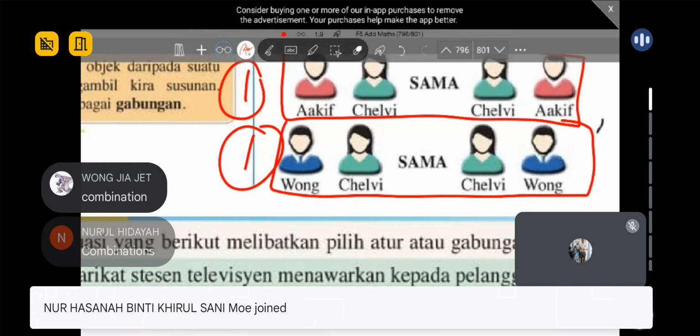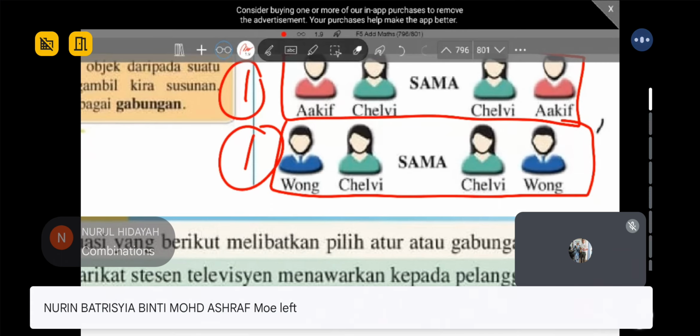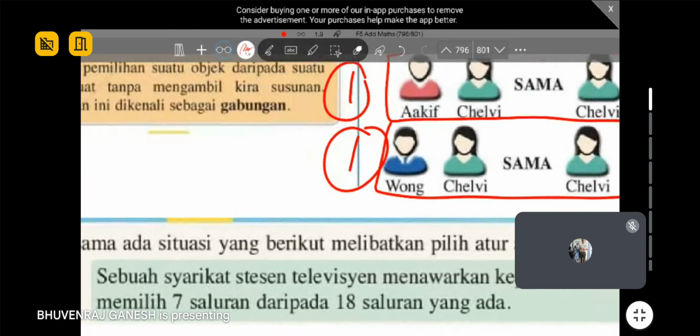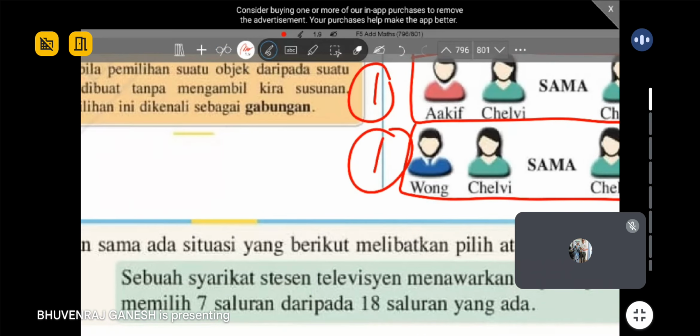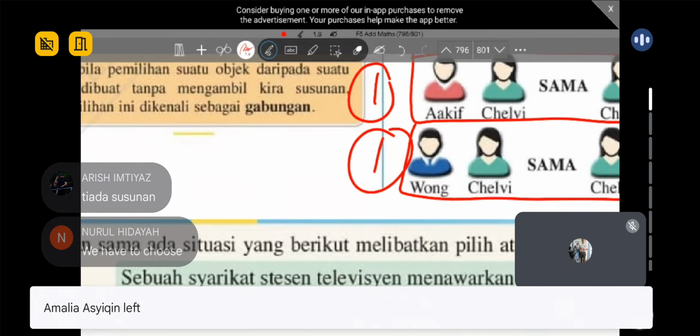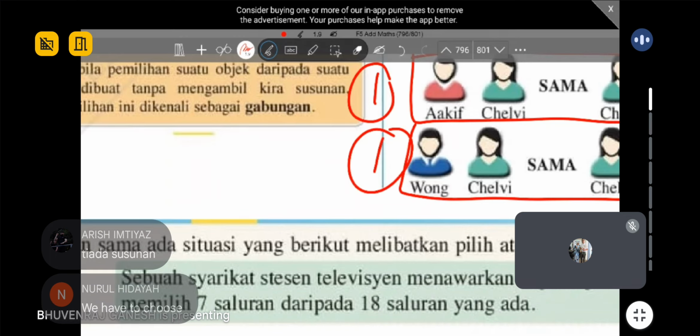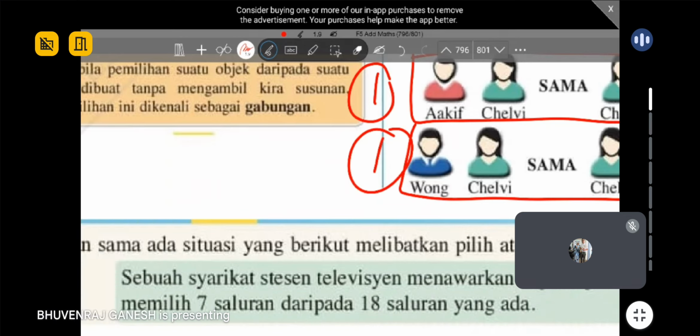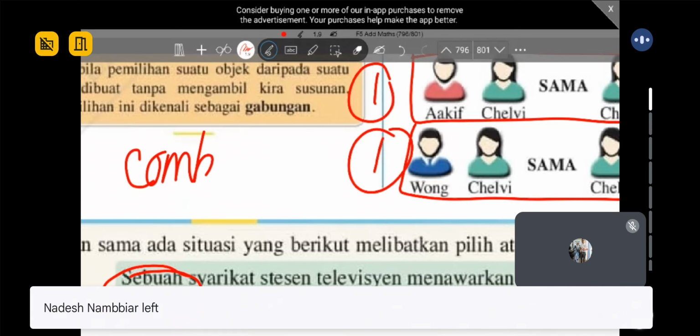Very good. Okay, so why you say combination? What is the reason? Sebab you always identify the keyword. Okay, kamu lihat kata kunci. Apa yang bagi kamu tahu itu adalah gabungan. Correct. We have to choose. Okay, kita kena pilih. This is the keyword, guys. Memilih. Okay, in English is choose. So keyword for combination. Okay, for English lah.